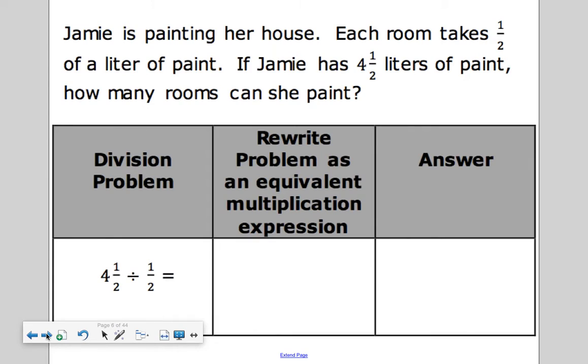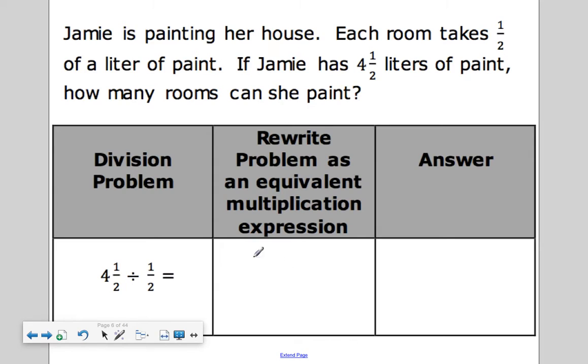So Jamie is painting her house. Each room takes half of a liter of paint. If Jamie has 4.5 liters of paint, how many rooms can she paint? So she started with 4.5. She's dividing it into halves. In other words, each room takes half of the paint. So that's repeated subtraction. She could take away half, half, half repeatedly until she has no more. Repeated subtraction is just division.